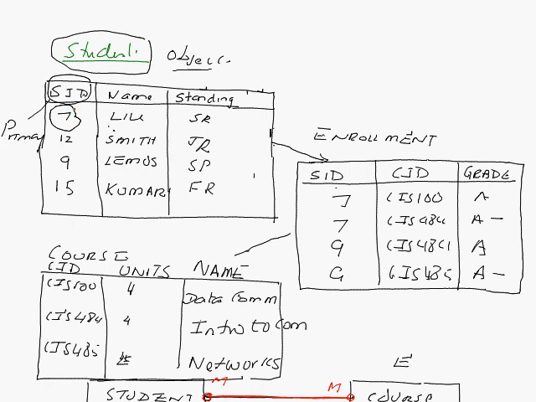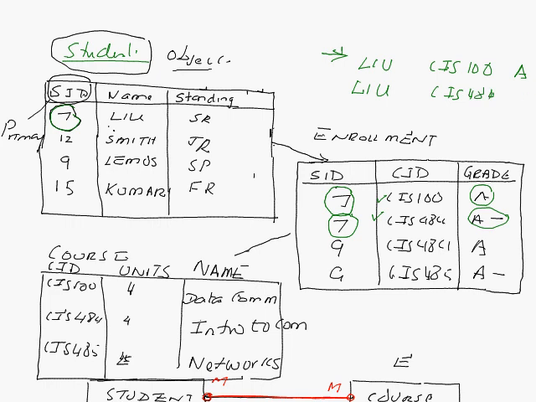Once we obtain the student ID, the next step is to go into the enrollment file. When we go into the enrollment file, we know that he is enrolled in two courses, CIS 100 and CIS 484, and received the following grades. Once we know this information, we can print it. We print that Liu is enrolled in CIS 100 and received a grade of A. Liu is also enrolled in CIS 484 and received a grade of A minus.